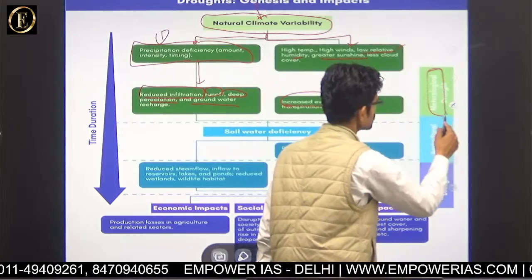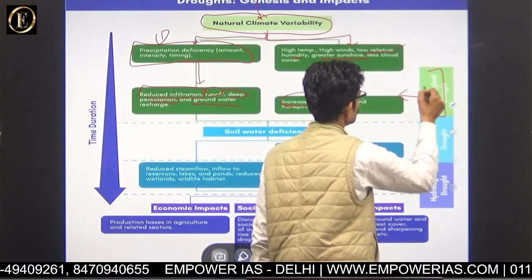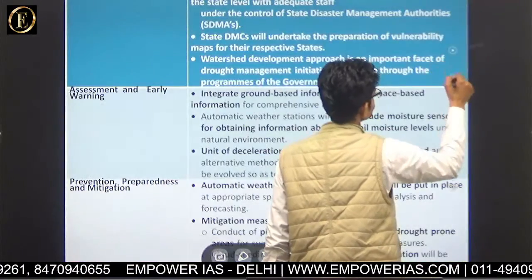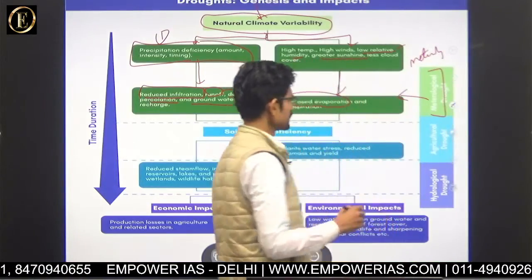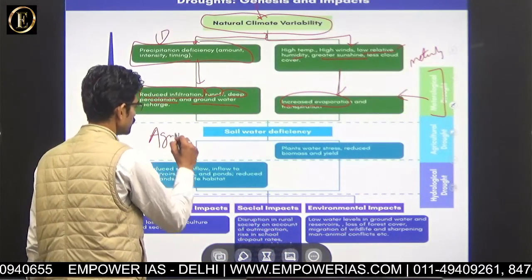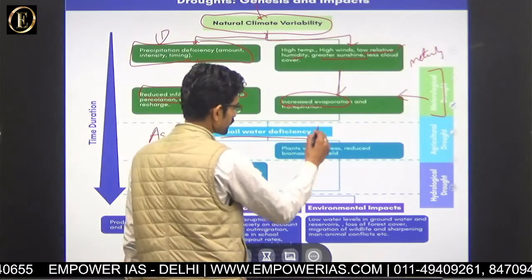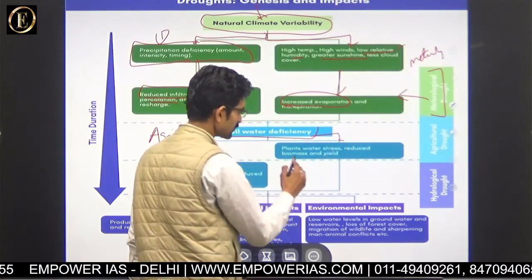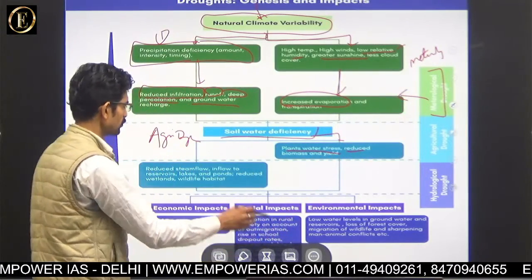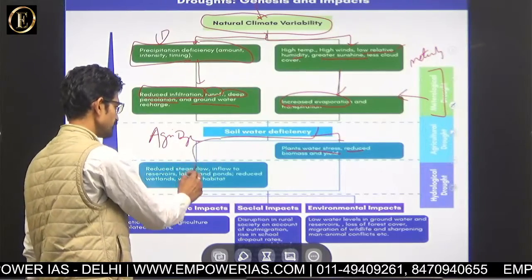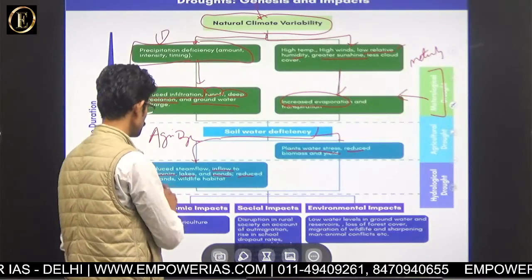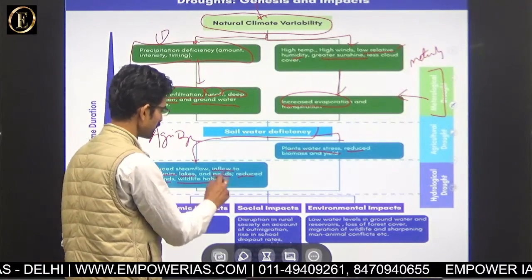तो फ्रेंड्स आप इस डेटा को याद रखेंगे for classification into meteorological drought. Then second is agricultural drought. Under agricultural drought, there is soil water deficiency, which leads to plant water stress, reduced biomass and yields, that goes to reduced stream flow and inflow of reservoirs, lakes, ponds, reduced wetlands, wildlife habitat.